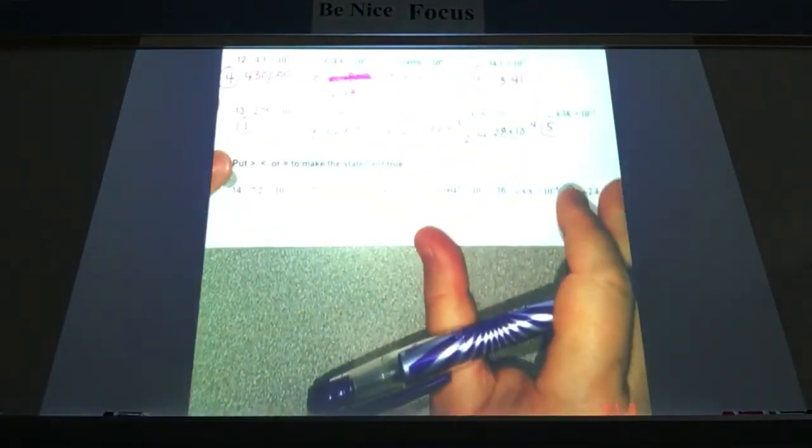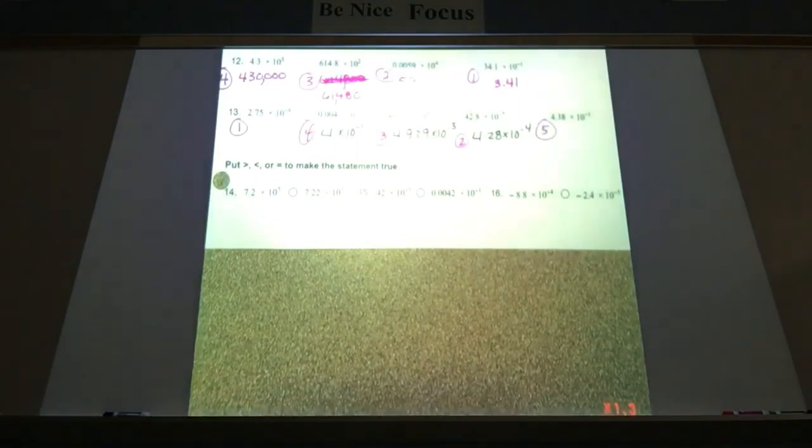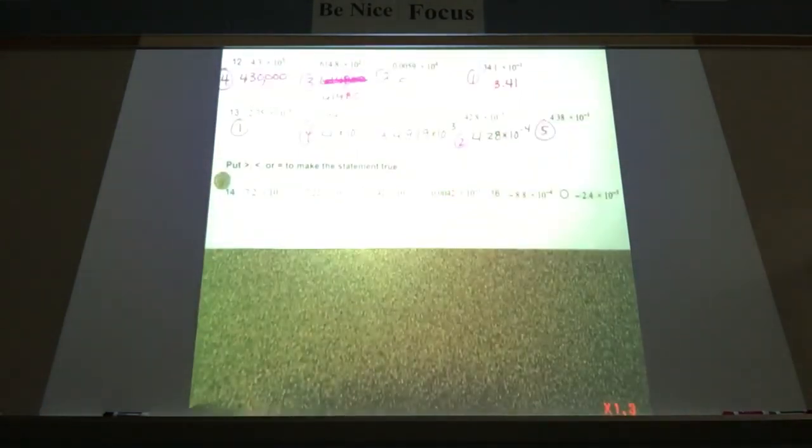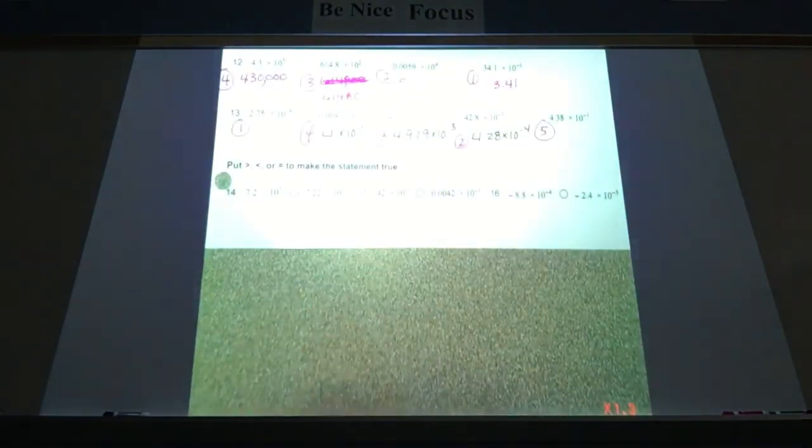Okay? Raise this up a little bit so you can see the whole thing if you have any questions. Ooh, that looks a little out of focus to me. Let me see if I can make that any better. Hopefully you can see that okay.